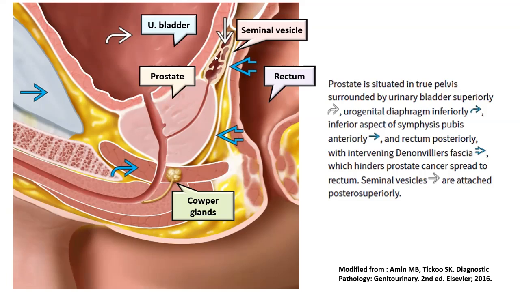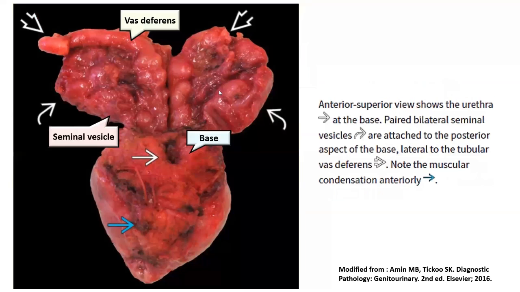And this is a very important structure, that is the seminal vesicle, which is inserted on the posterior superior aspect of the base, and it serves as an important orientational landmark, as we shall see subsequently. So now if you look at the fresh specimen of the prostate, this is how it looks. And there are a few important anatomical landmarks which you have to be very well aware of.